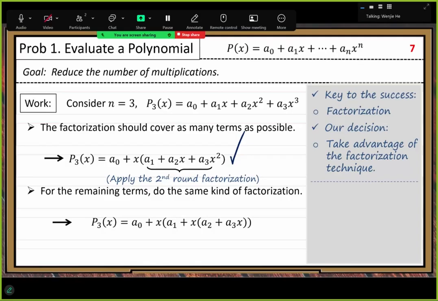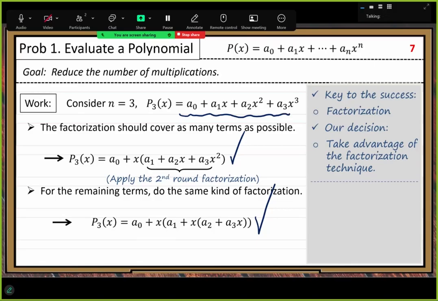Is it good enough? Think about it. Because now, in this new representation, we have no chance to apply another round of factorization, right? That's the end for the factorization method. All right, do the counting.